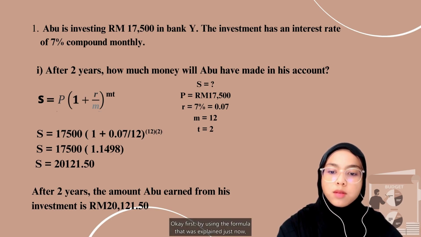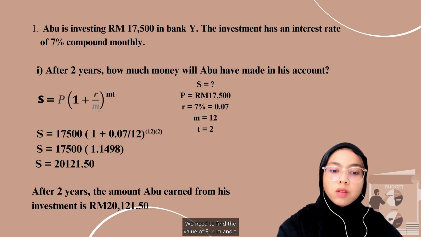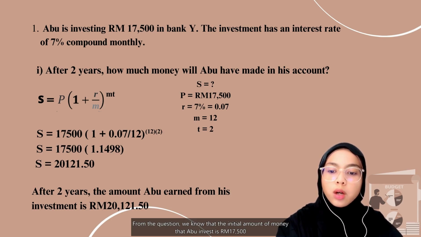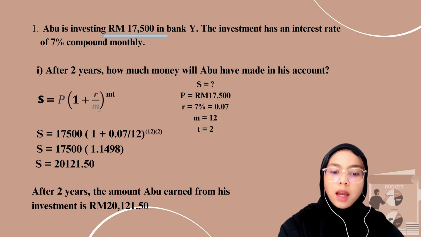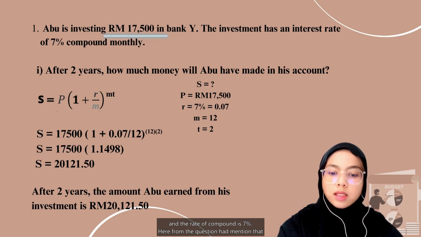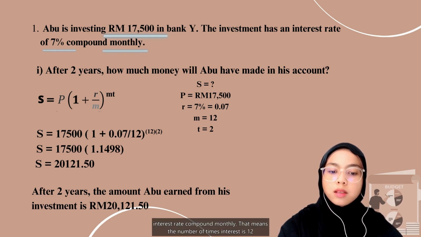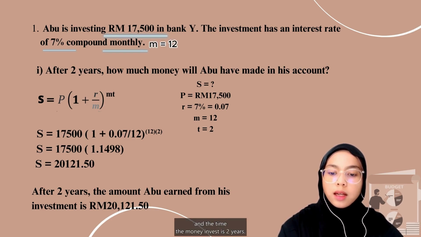Okay, first, by using the formula that was explained just now, we need to find the values of P, R, M, and T. From the question, we know that the initial amount of money that Abu invests is 17,500 ringgit and the rate of compound is 7%. The question mentions that interest is compounded monthly, which means the number of times interest is compounded is 12, and the time the money is invested is 2 years.